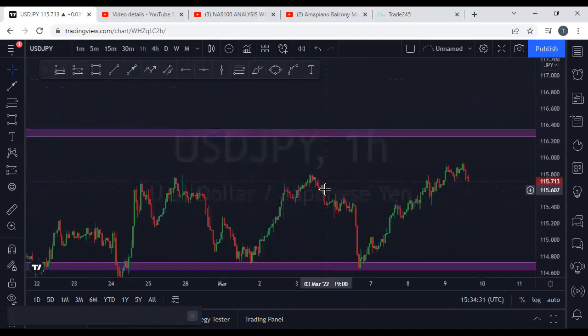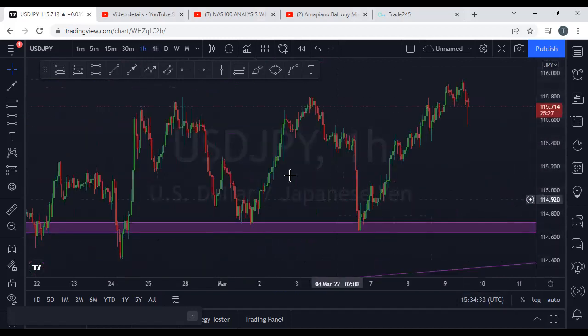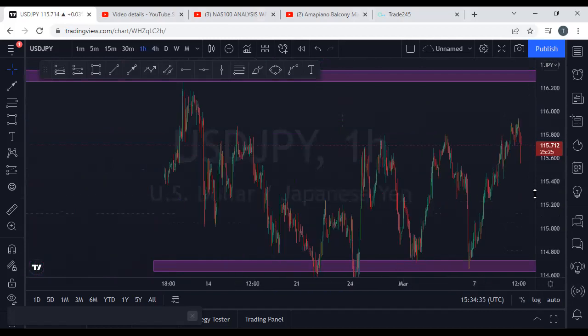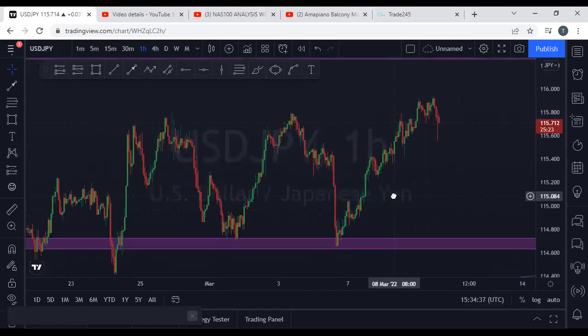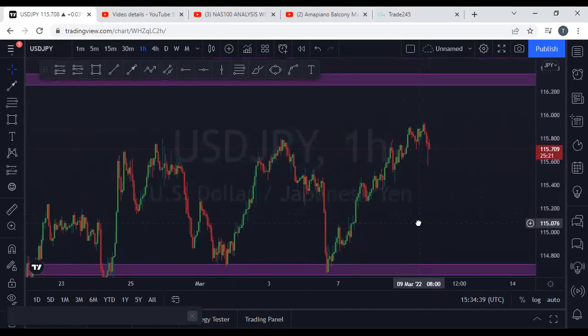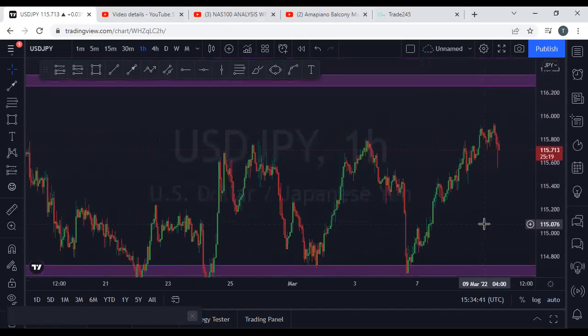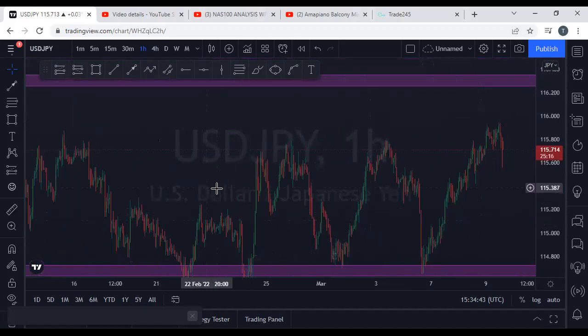Okay, moving down to 1 hour time frame to get even possible entries. In here, there's something we have. I'm seeing something here.